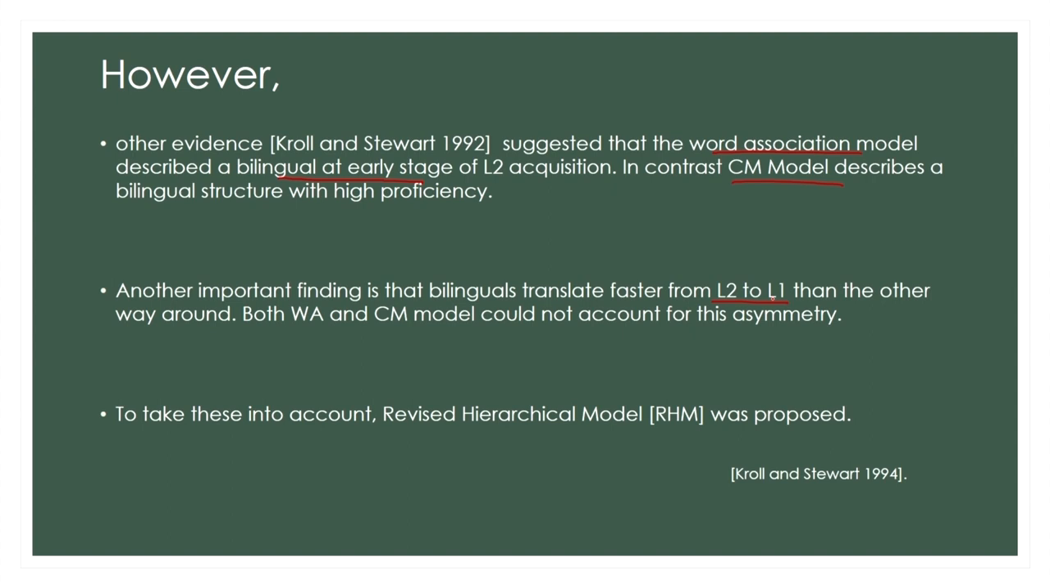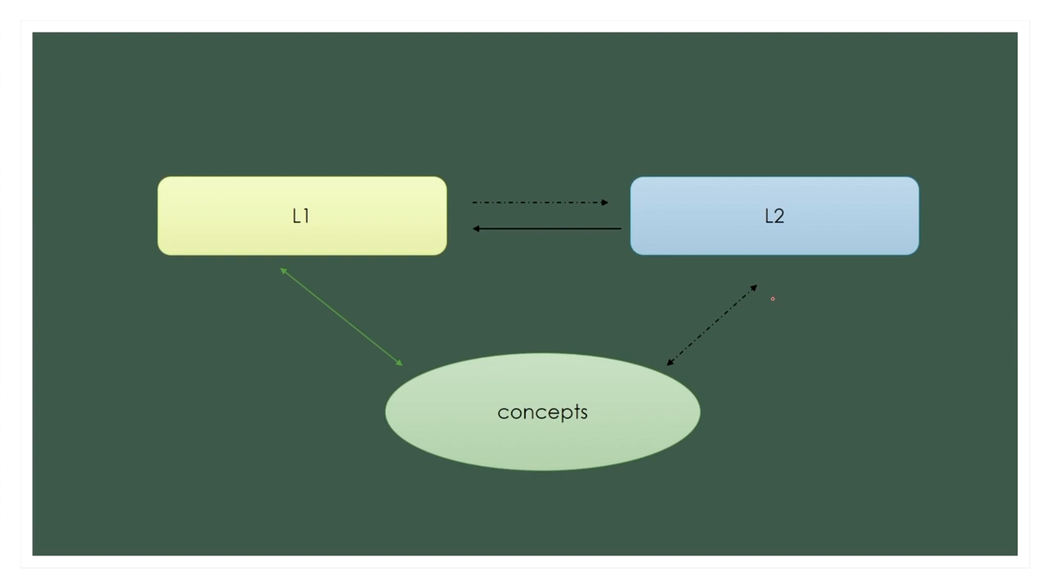So, keeping these things in mind, the revised hierarchical model was proposed by Kroll and Stewart. This is the revised hierarchical model. This is sort of a combination of WM and CM. In this model, they say that languages are connected at both the conceptual level and at the lexical level. So there is a lexical connection between L1 and L2. Now, the L2 to L1 connection is stronger compared to the L1 to L2, because we often learn our L2 through translating back to L1. However, L1 to L2, this connection is weaker. This is how we mark weaker connection.